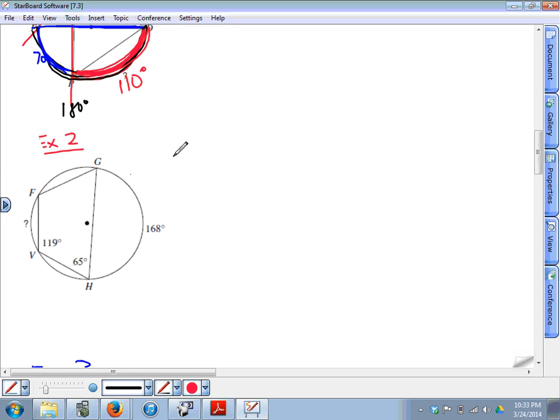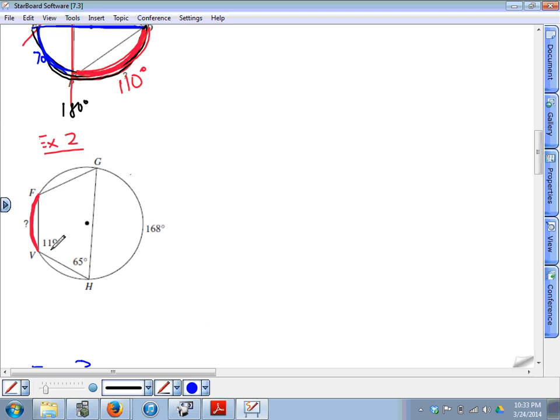So now that you have it, the directions here are exactly the same. Find the measure of the indicated arc. So if you notice the question mark, that means we need to find this arc right here. So here we go. This is kind of an involved problem.